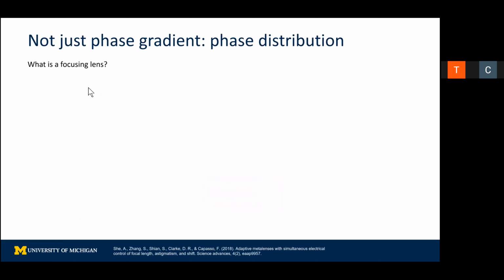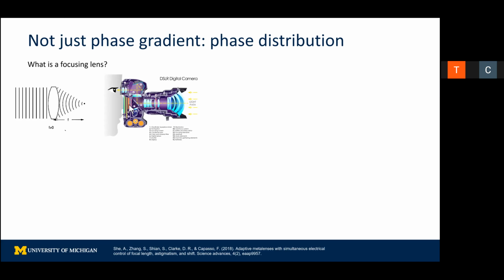I will take this as an example. We don't just think about the phase gradient; when we think about the phase distribution, one example we can rethink is: what is a focusing length? In terms of functionality, when a plane wave comes in, it will be focused at a small spot. And this is very useful if you want to make a camera, where there are actually many lenses.